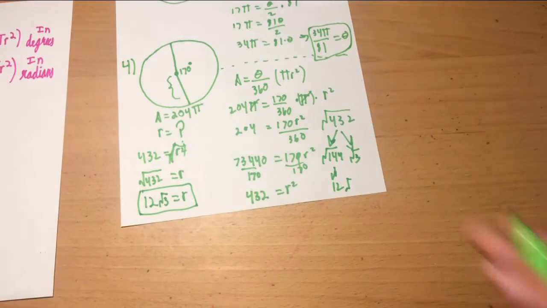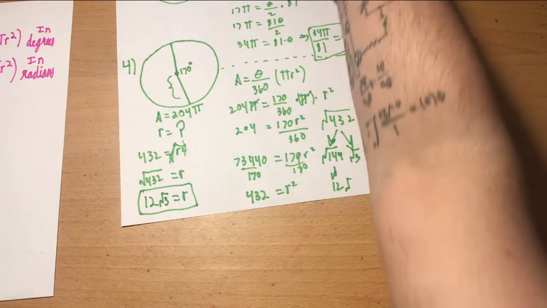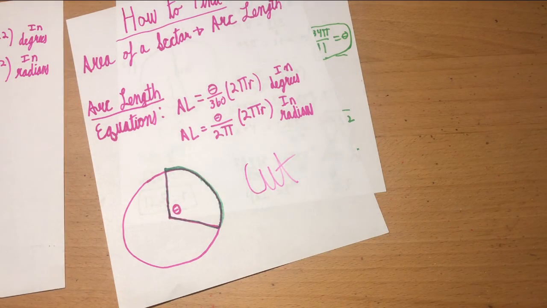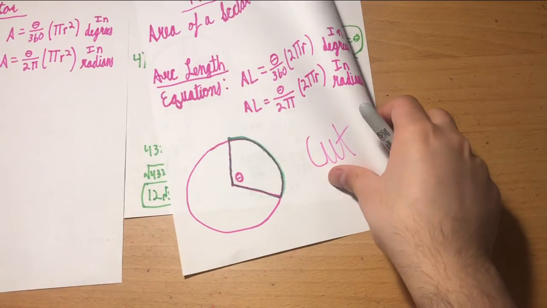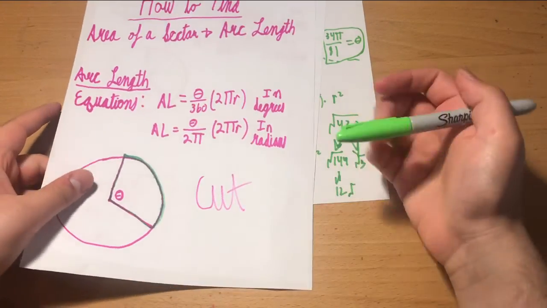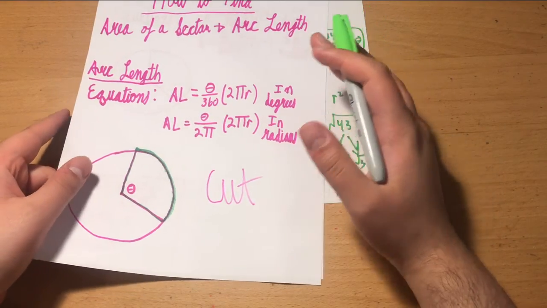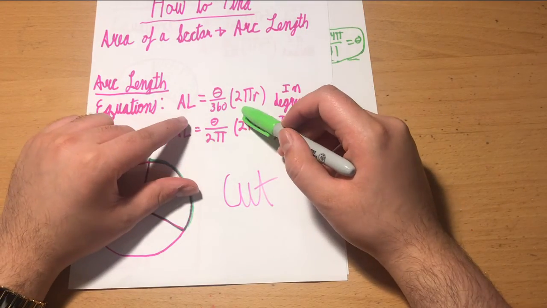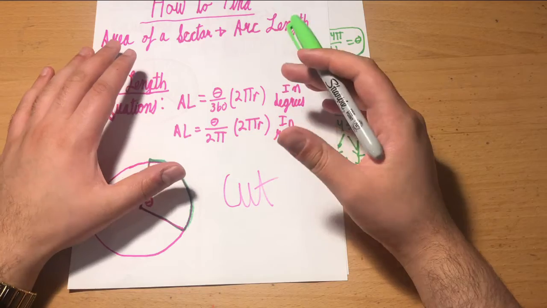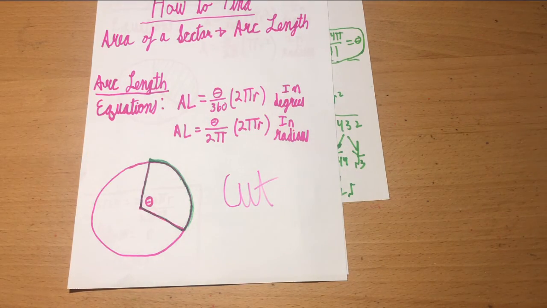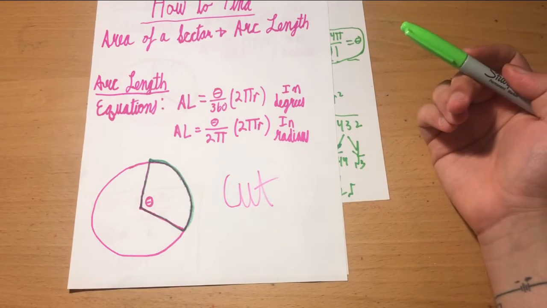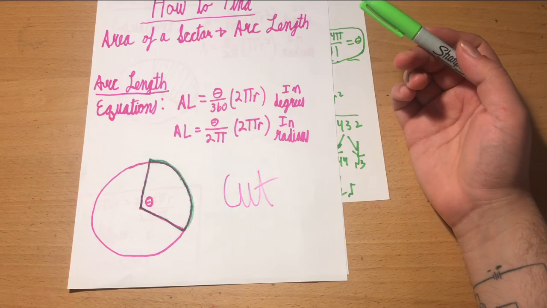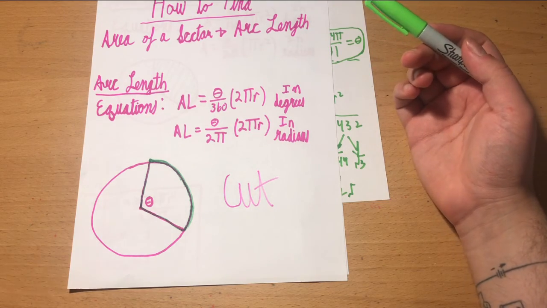Okay, so just to review, right? What's important to know is the equations for arc length and area. If you know the equations for circumference and general area of a circle, it should be pretty easy, right? For arc length, it's 2 pi r times theta over, depending on what you're working with, 360 or 2 pi, right? You're multiplying theta over the total degrees in a circle to the circumference.